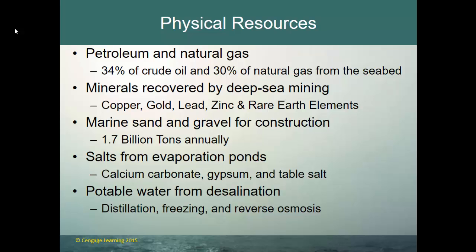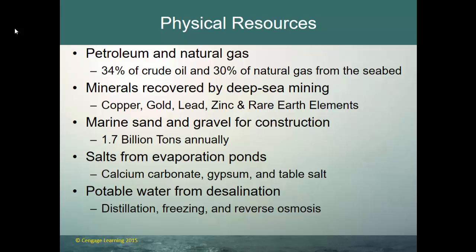Minerals can be recovered by deep sea mining: copper, gold, lead, zinc, rare earth elements, very special elements that can be used in things like cell phones. So lots and lots of different minerals, and perhaps most of the commercially necessary minerals that we find on land also can be found with deep sea mining. Believe it or not, just sand and gravel from the ocean is used for construction, 1.7 billion tons annually.